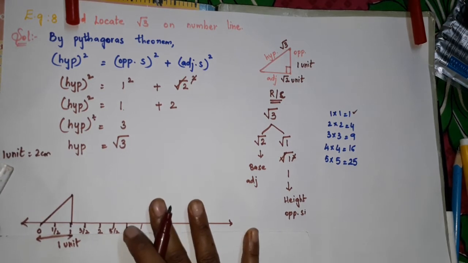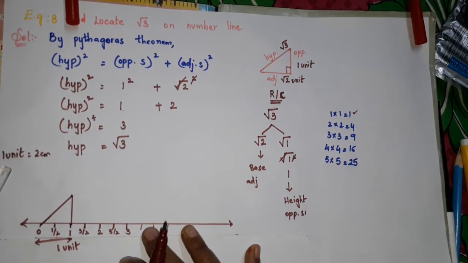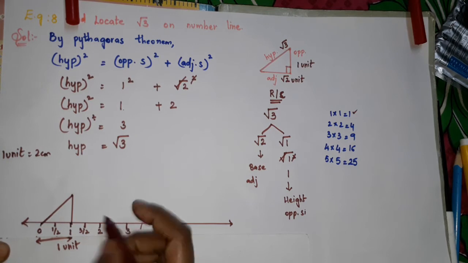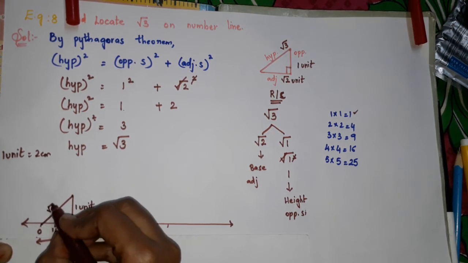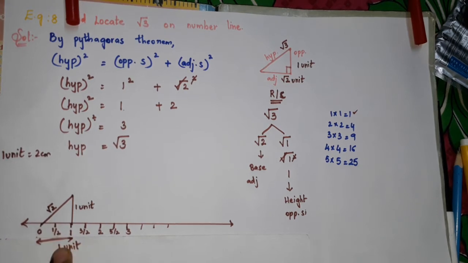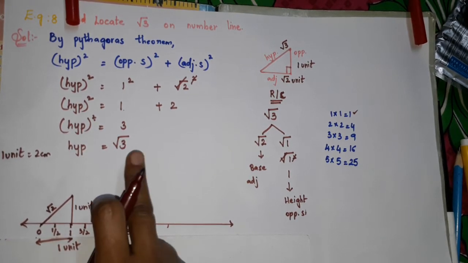But we should not draw the arc, children. Here we should not draw the arc. This is also 1 unit and this is root 2. Yes or no? Like this we have done in example 7, same process. Yes, now for root 3, what is the difference?